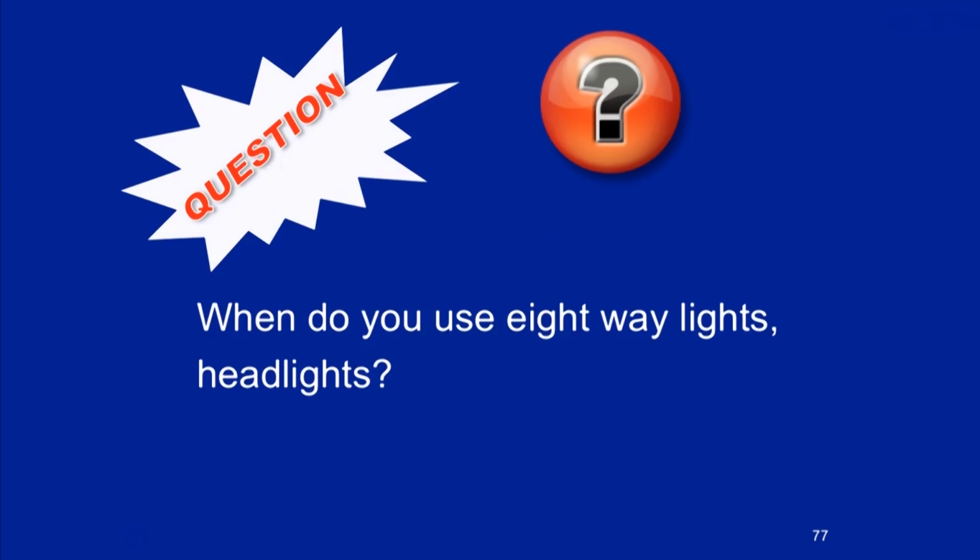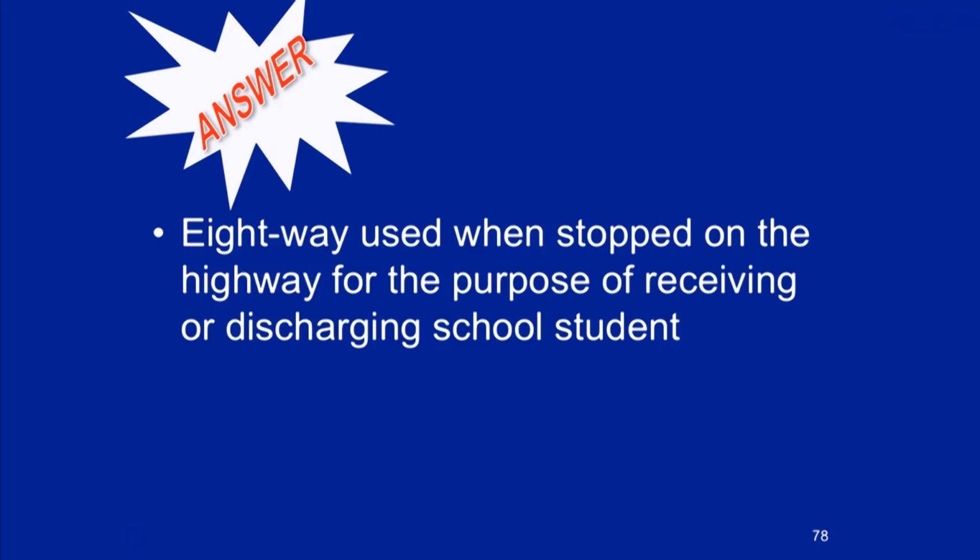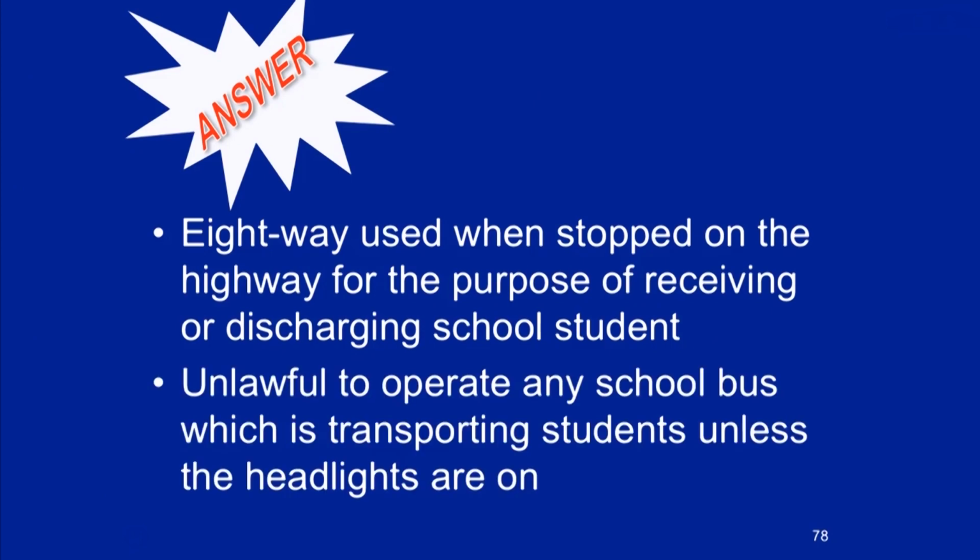When do you use 8-way lights and headlights? 8-ways are used when stopped on the highway for the purpose of receiving or discharging school students only. It is unlawful to operate any school bus which is transporting students unless the headlights are on. So you must have those things in operation. And there's other equipment that you have to have in operation when you're loading and unloading students as well. We'll get into that in just a bit.